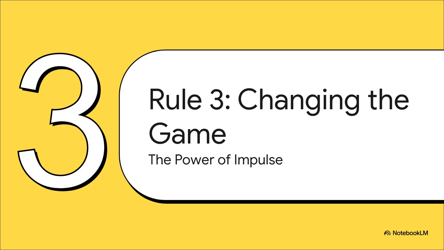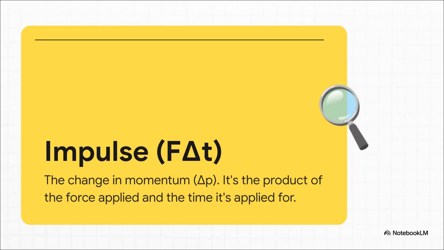So if momentum in a closed system is always conserved, how do we ever change anything? How do you get a ball moving to begin with, or stop a moving car? Well, you need to apply an outside force, and that brings us to our third and final rule, the concept of impulse. Impulse is just the special name we give to a change in momentum, and it's equal to the force you apply multiplied by how long you apply it for.